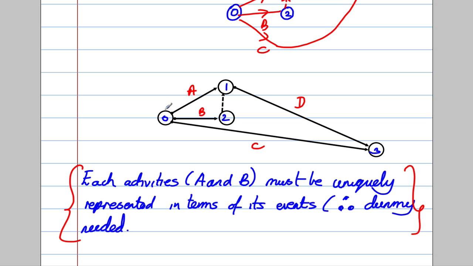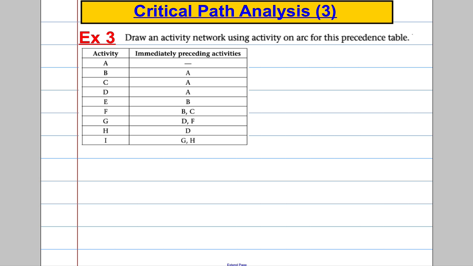Let's go and try and do some complicated questions where these dummies are involved and we have to draw the activity network in complicated cases. So here's the first one. You may want to pause the video here and try and do this yourself to start with. Okay, so in this question we're asked to draw an activity network using this precedence table. Okay, so we may need dummies, so let's give this a go.